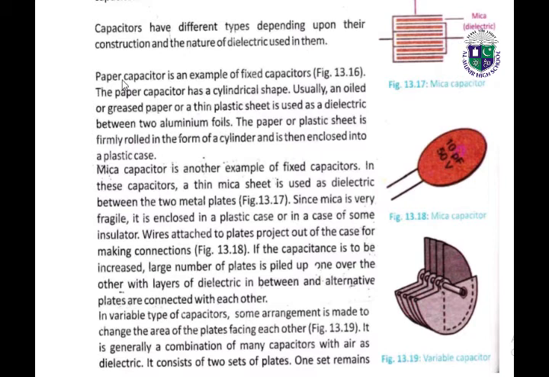Number 1, we have the paper capacitor, an example of fixed capacitors. The paper capacitor has a cylindrical shape. Usually an oiled or greased paper or a thin plastic sheet is used as a dielectric between two aluminium foils. The paper or plastic sheet is firmly rolled in the form of a cylinder and it is then enclosed in a plastic case. So it is all about the paper capacitor and its making.